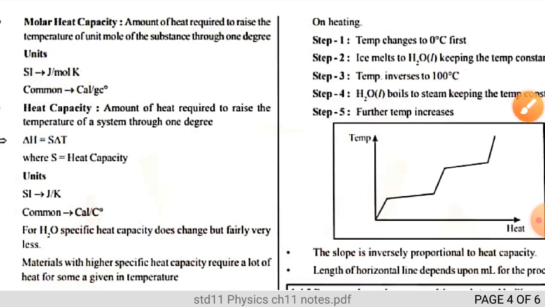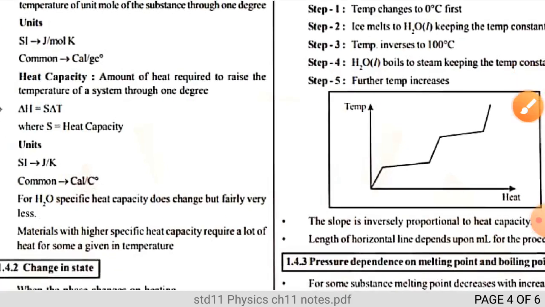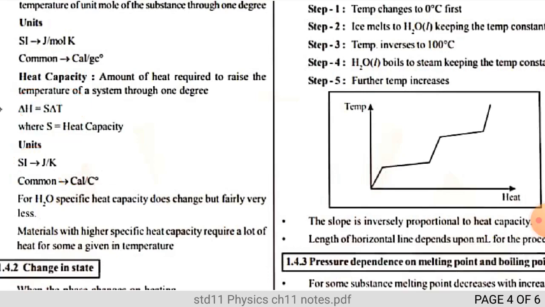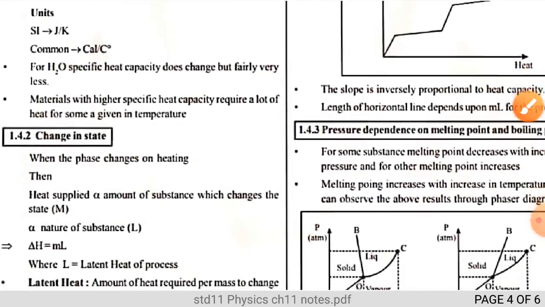After that we move on to heat capacity: the amount of heat required to raise the temperature of a system through 1 degree, right? So delta H is equal to S delta T. S is our heat capacity. The SI unit of heat capacity is joule per Kelvin, and the common unit we use is calorie per degree Celsius, right? The specific heat capacity of H2O does change, but very little. So that is our specific heat capacity.